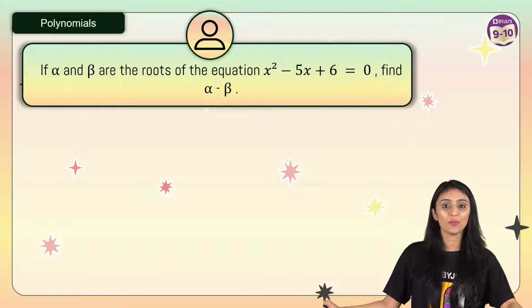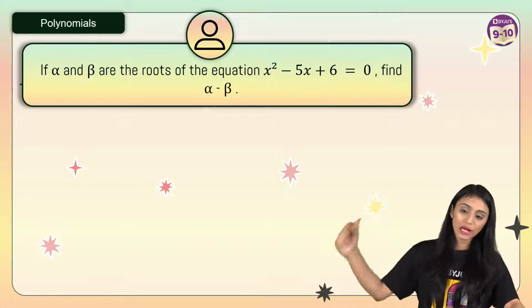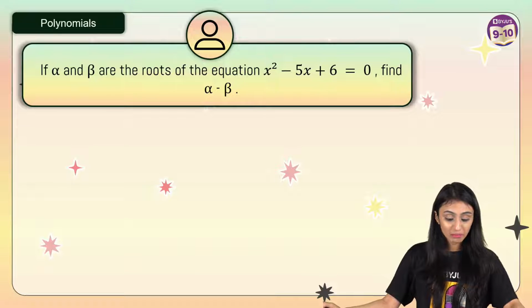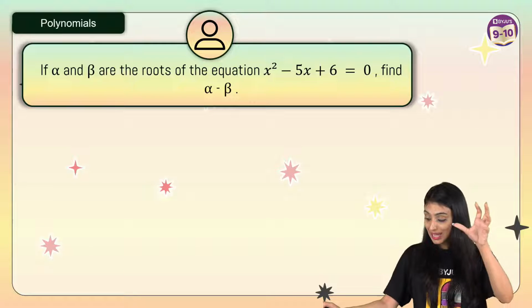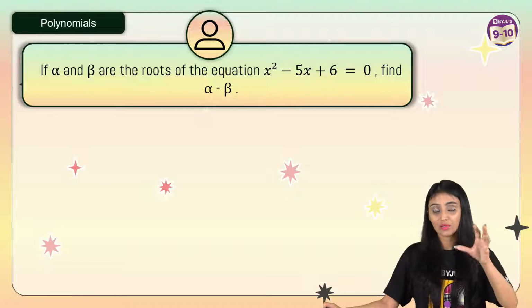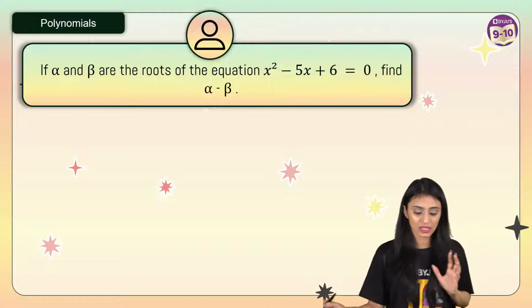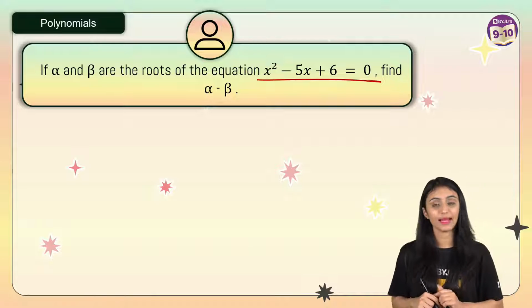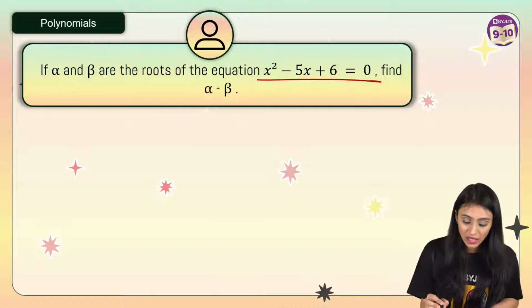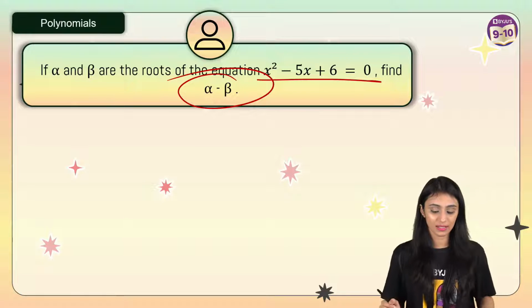Now let's move ahead to the polynomials question. So this is another doubt that we got from the students. If alpha and beta are the roots of the equation x square minus 5x plus 6 equal to 0, find alpha minus beta. Trust me, this is one type of question where maximum students get stuck. What is the question saying? You have this equation, right? Now, you have to find out what alpha minus beta is.